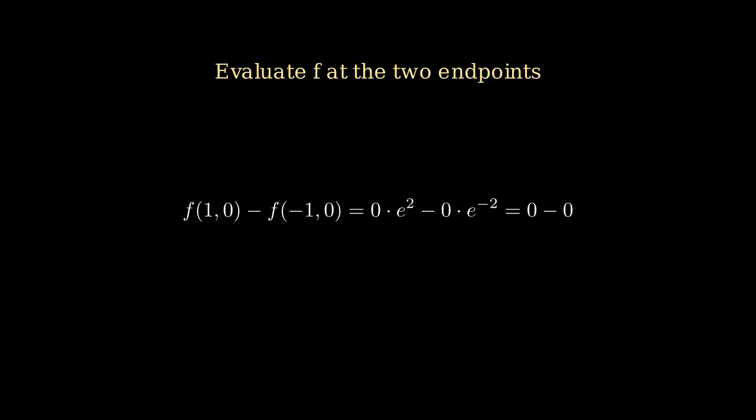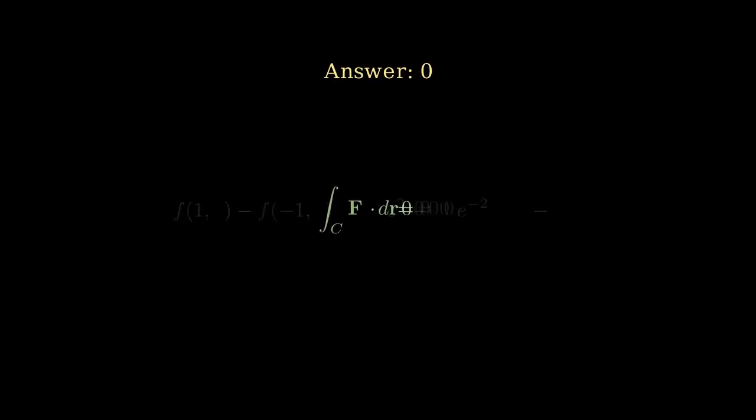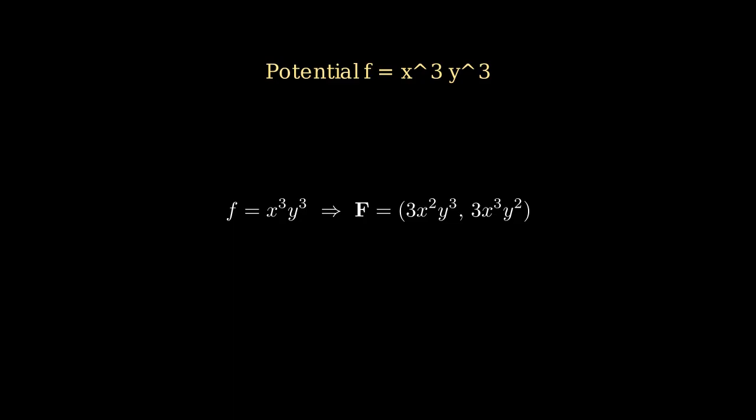Compute f at the endpoint minus f at the start point. f of 1, 0, minus f of negative 1, 0, equals 0 minus 0. Answer: 0.